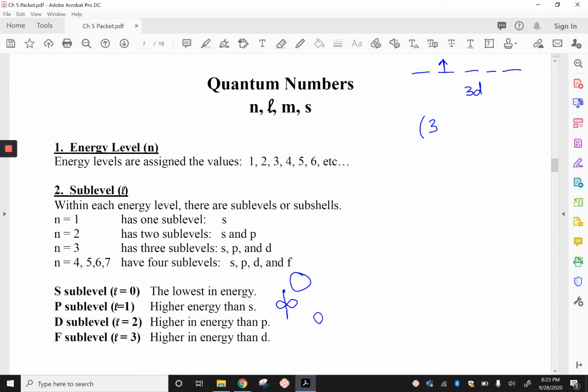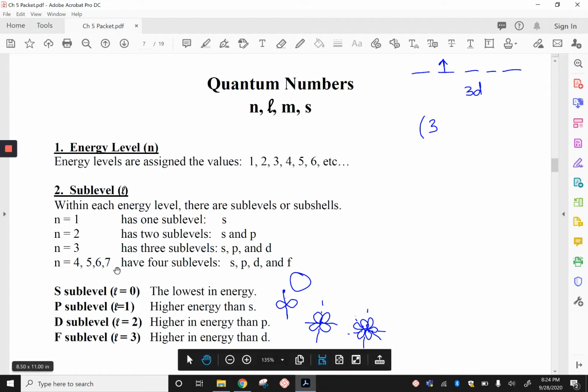The d looks like a 4-leaf clover. And so there's a node and there's another node. So it has 2 nodes, therefore the 2. The f looks kind of like a flower. There's 6 of them. Kind of like this. You know, I can't draw very well, but you can kind of tell the picture here. So there's 1, 2, 3 nodes, and so on. So that's where it comes from. You don't need to remember that. Just wanted to give you a visual to see why they're given those numbers.